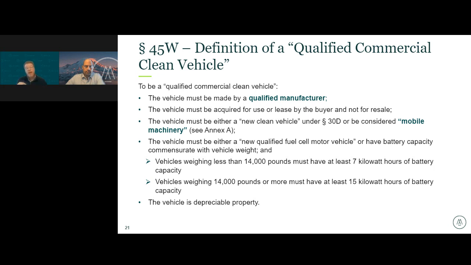But when that website is available and you're able to see the manufacturers that are qualified, they should also have a list of the types of vehicles that they're selling as clean commercial vehicles. And then again, for your larger vehicles that are over 14,000 pounds, they have to have at least 15 kilowatt hours of battery capacity. And then lastly, the vehicle itself needs to be considered depreciable property, which again is not an unreasonable requirement, and it's something that you should know up front for purposes of qualification.